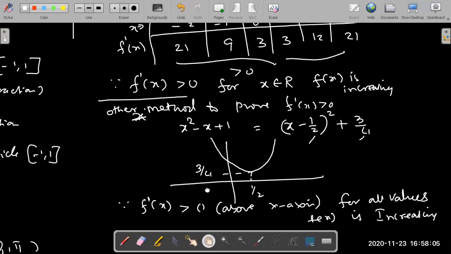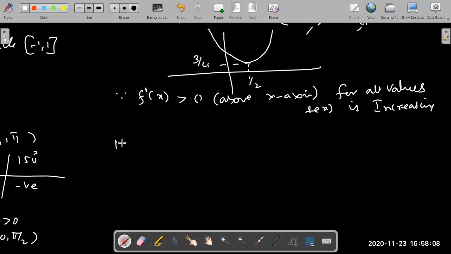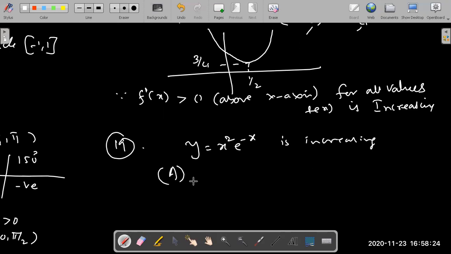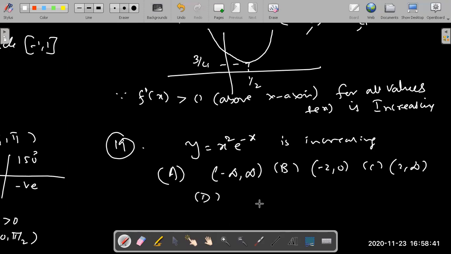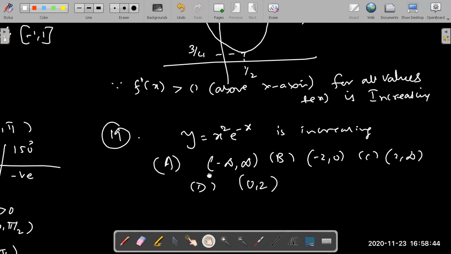The 19th question is a multiple choice. Question number 19. We have to find the interval in which y is equal to x squared e power minus x is increasing. And he has given 4 choices. First choice, A, is minus infinity to infinity. That means the entire thing. B, minus 2 comma 0. C, 2 comma infinity. And D, 0 comma 2. So we need to find out increasing.